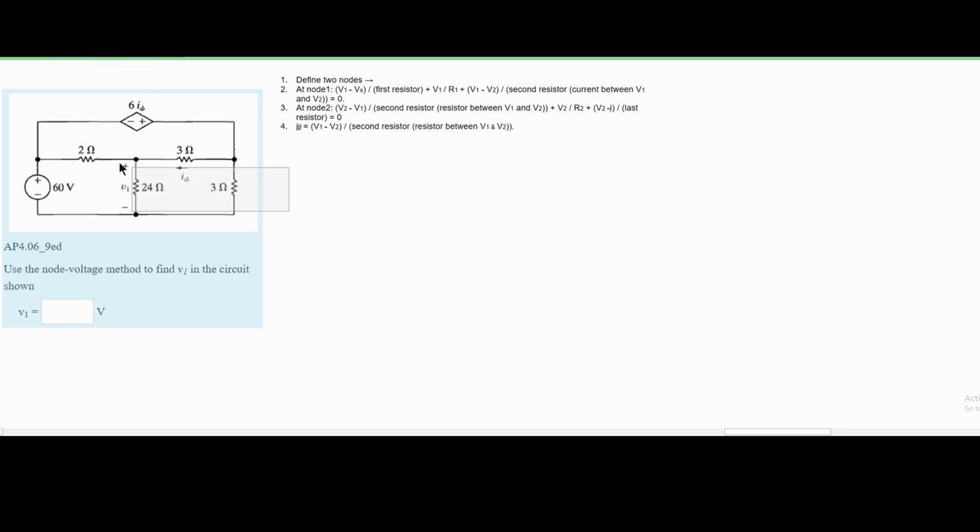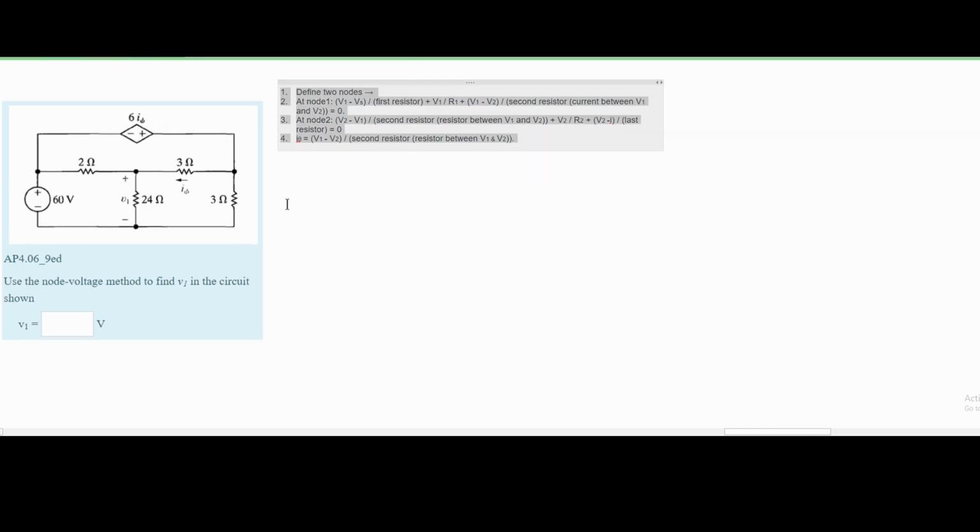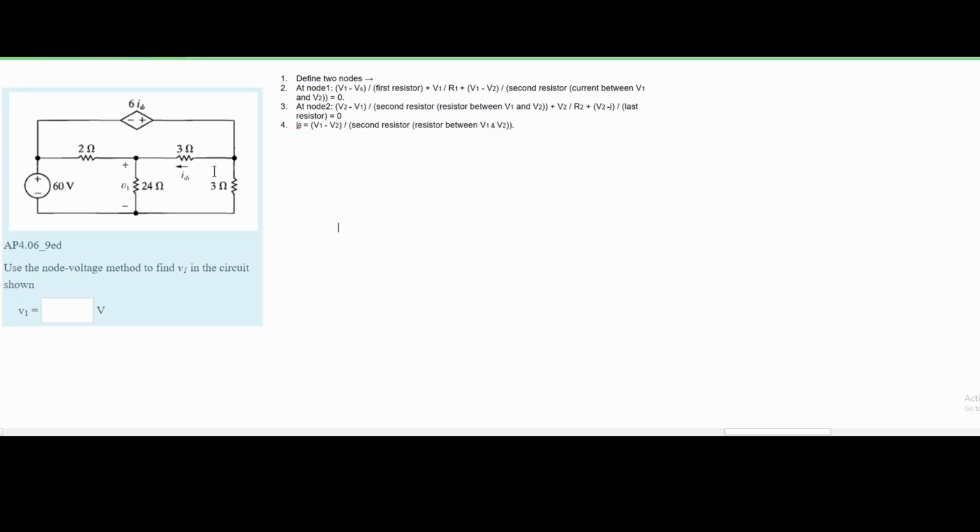In this problem, we're given a circuit diagram here, and we need to use the node voltage method to find V1 in the circuit shown. We're actually going to use the node voltage method with dependent sources because of the position of our current right here. And then we have the steps that we're going to follow to actually do this right here. It's a little bit simpler.